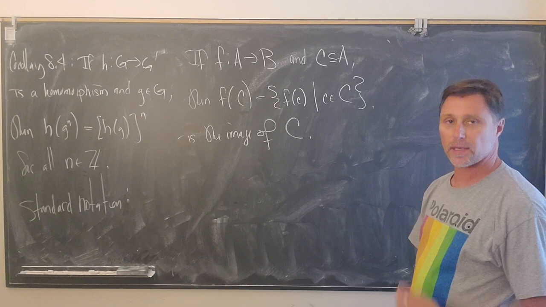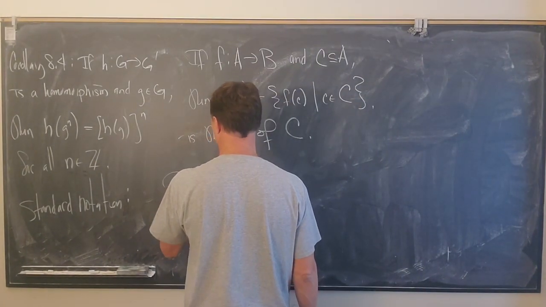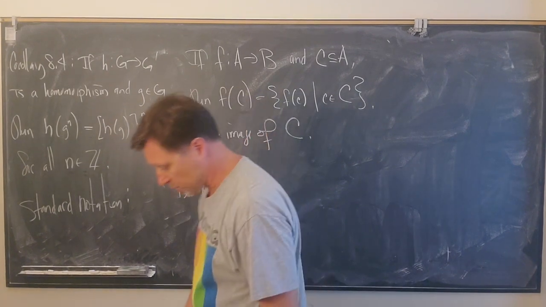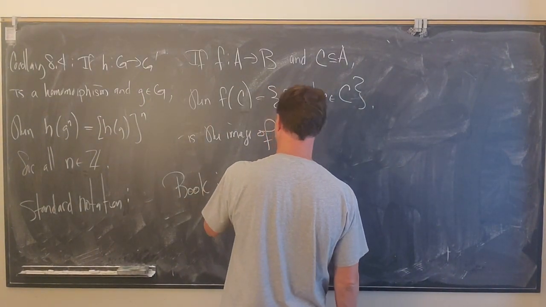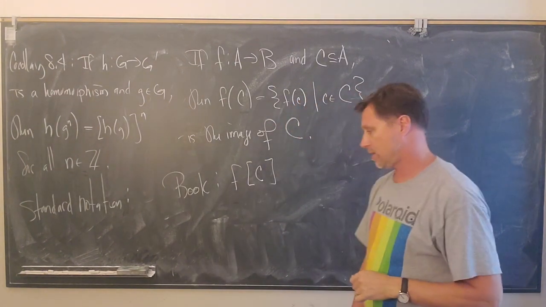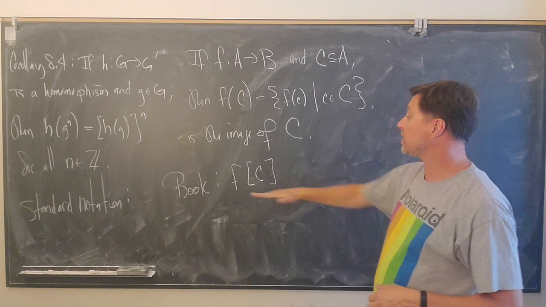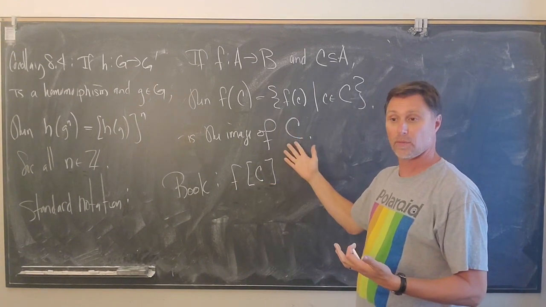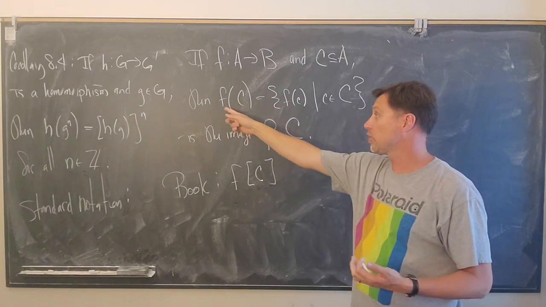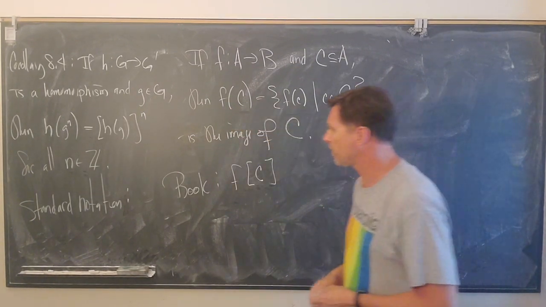Your book does things a little bit differently. And so I just want you to be aware, what they will write is f of square bracket C. I don't know why, but that's what he does. So when you see in your book f of square bracket C, all that means is the image of the set C under the function f, right? It's exactly this same set right there. So just be aware of that as you're working through.